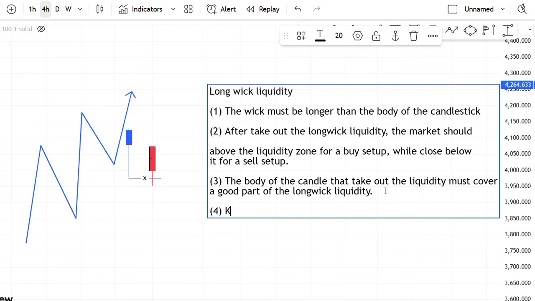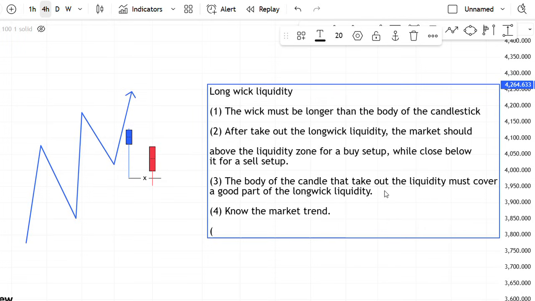So let's say number 4, the market trend. Then I'll put this one here as number 5. Okay, we say use the Longwick liquidity to continue the market trend.